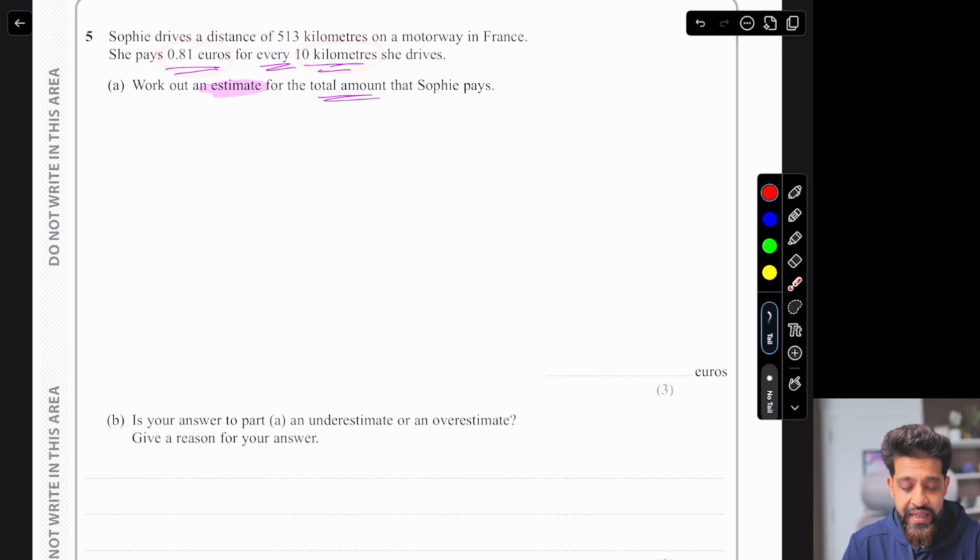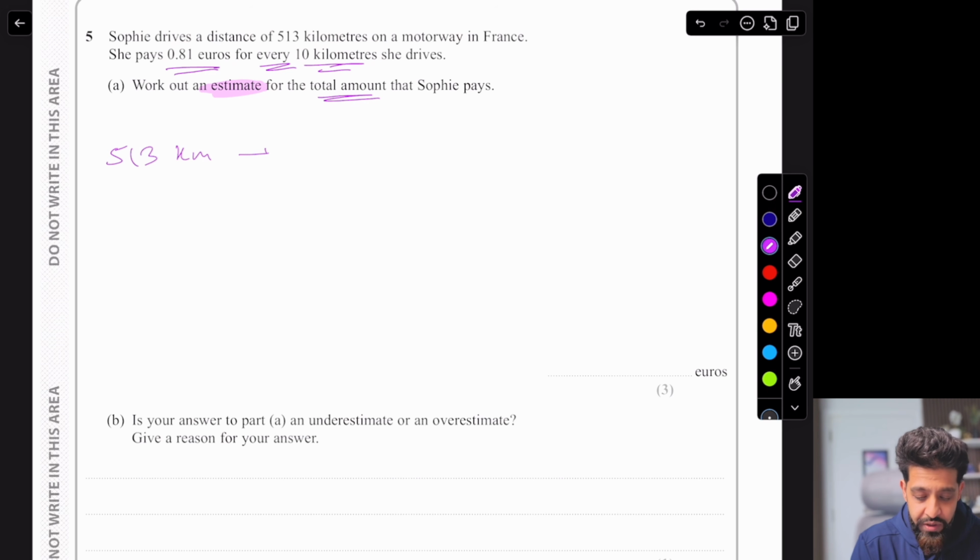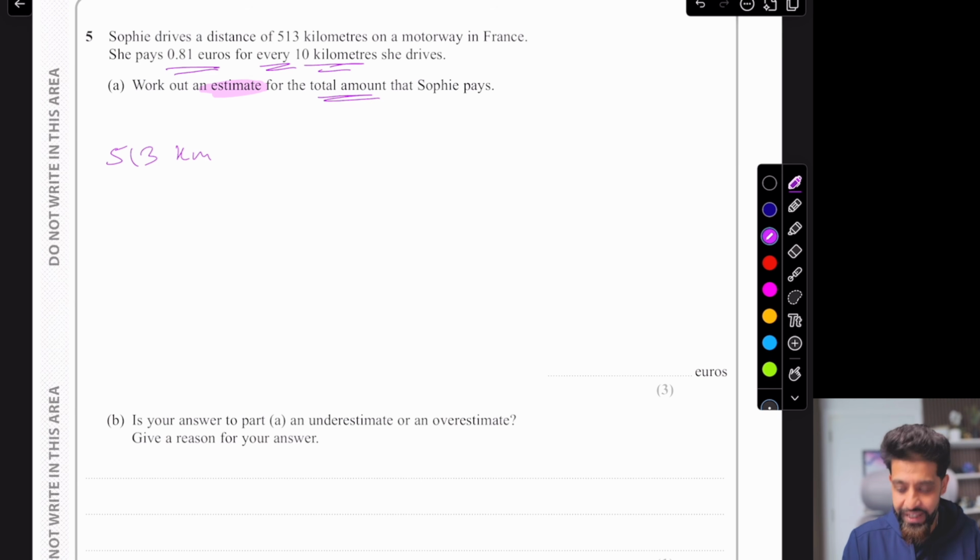Now, the total amount that she pays is going to be 0.81 euros for every 10 kilometers. But how many kilometers does she drive? She drives 513 kilometers. So the first thing we want to do is round 513 to something. But just before we get to the rounding, let's do the actual calculation first. She drives 513 kilometers and has to pay 0.81 euros for every 10 kilometers. So the first thing we want to do is work out how many 10 kilometers are in 513. So we divide that by 10.